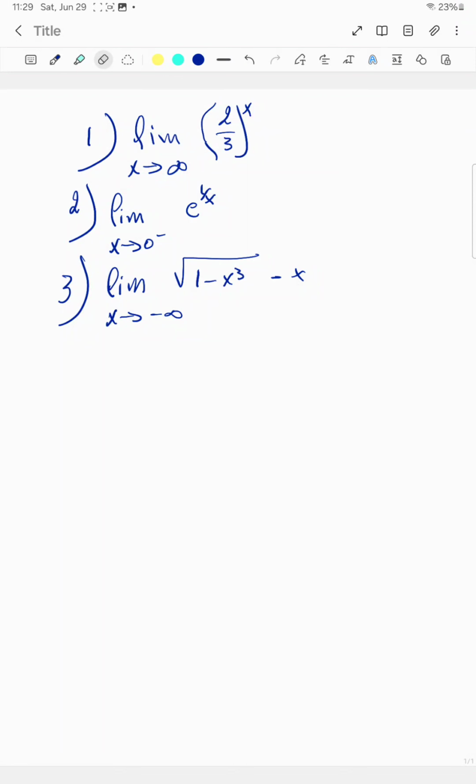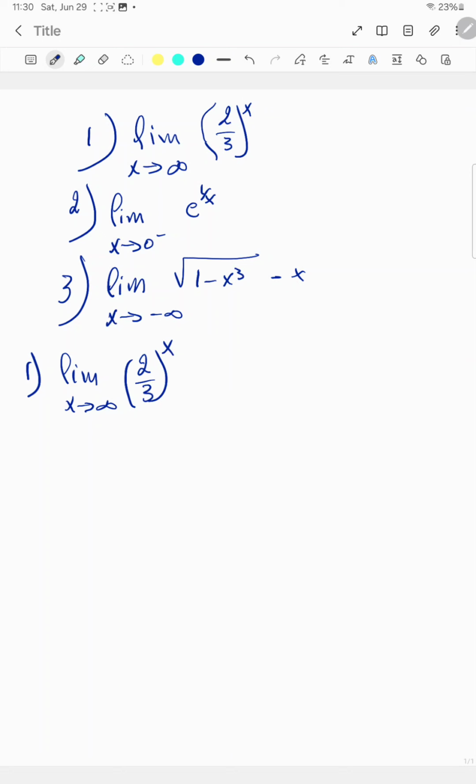In this video, we will calculate the limit of those three examples in front of us. So let's start with the first one. The first one is the limit when x goes to infinity of 2 divided by 3 to the power of x.